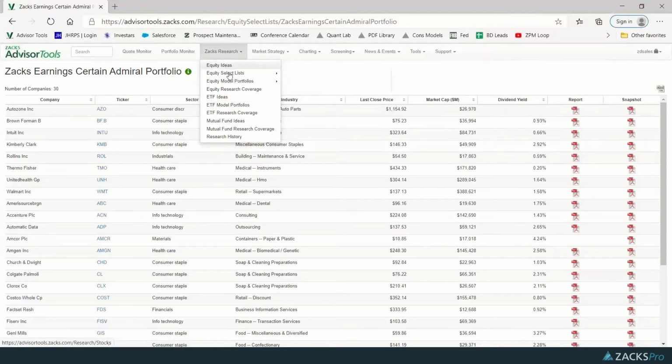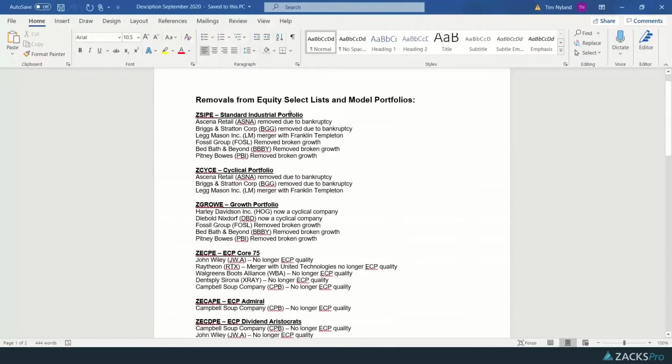Up here under the Zacks Research tab in the Zacks Advisor Tools platform, beneath the equity select list, remember that it's the standard industrial portfolio, the Zacks growth portfolio, and the cyclical portfolio that feed into the equity models. So the earnings certain portfolio, the Admiral, the dividend aristocrats, the tilts, and the focus list is completely separate. The idea is that the equity select list, we allow our clients access to these at no additional charge. And then obviously the equity model portfolios themselves, those are a premium add-on, or what we call a premium service. So let's go ahead and get started with some of these changes.